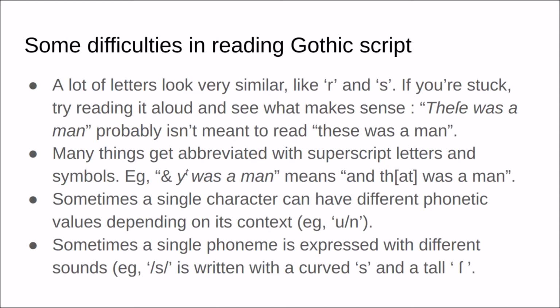Many things get abbreviated in Middle English with superscript letters and symbols. So they'll say "and it was a man" for "and that was a man." Sometimes a single character can have different phonetic values depending on its context, like U or N. They may be written the same, like in the word none. They may look like 3 N's or 3 U's, but you know from the context and from the language what letters are supposed to stand for which sounds.